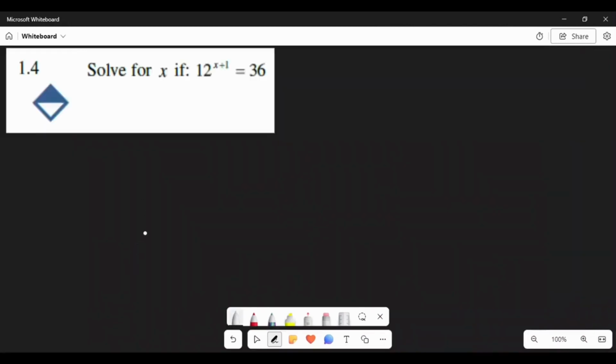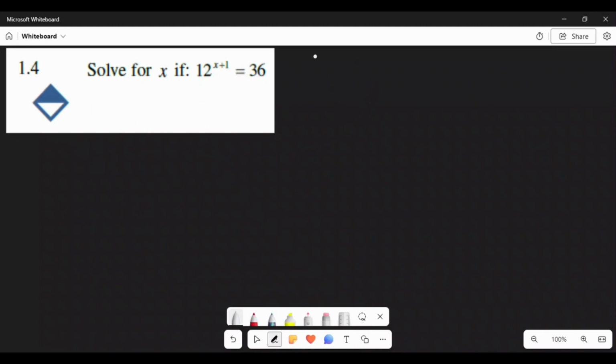Right, guys, so let's do this one. 4.1.4. This blue thing here basically means the question is challenging, but I don't find this one to be challenging. All you need to know is that you need to use a calculator. But anyway, let's just do this one. As you can see, you have 12 to the power of x plus 1 equaling 36. So we are solving for x here.